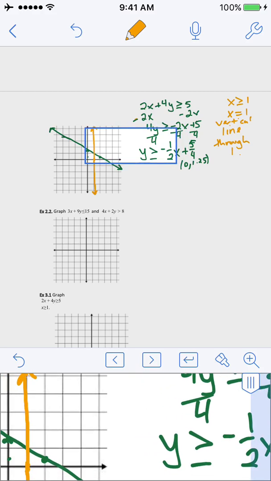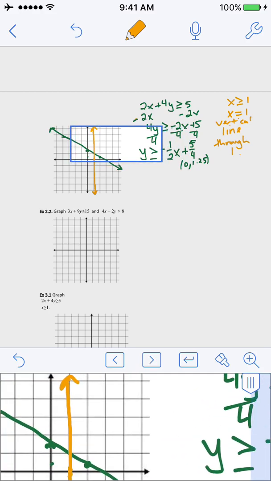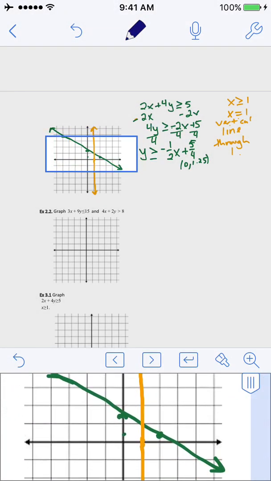But just in case, let's pick a point. Let's pick any point we want. Let's pick a zone that's in neither one. So let's pick a zone that's here. Let's pick 0, 0, because we've been using that a lot.